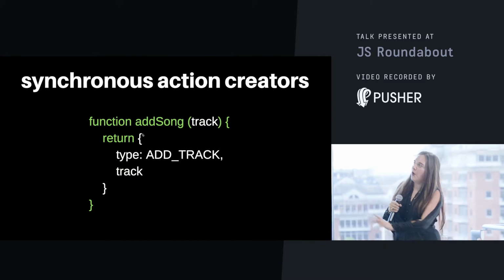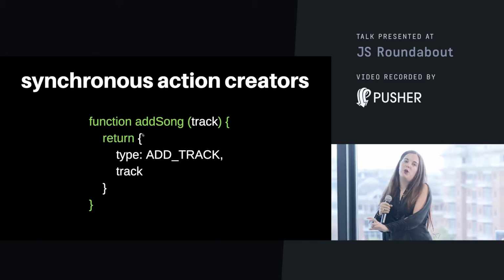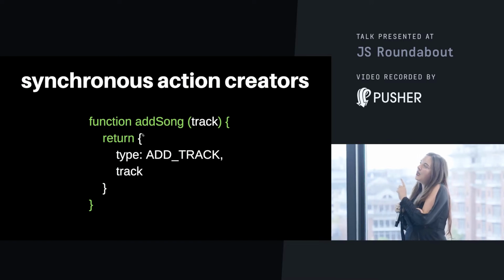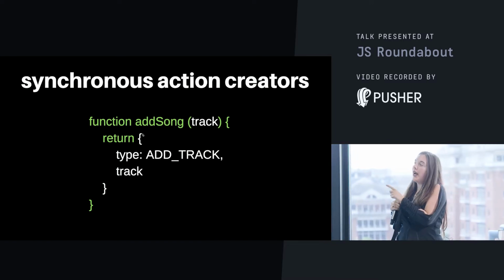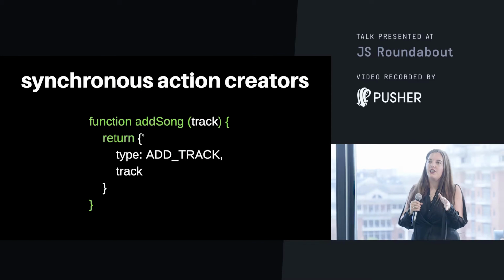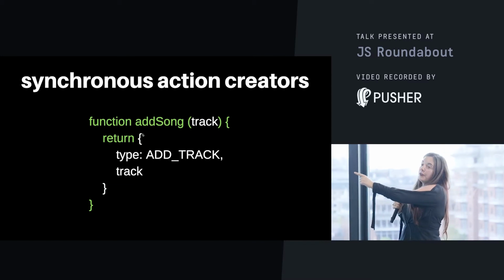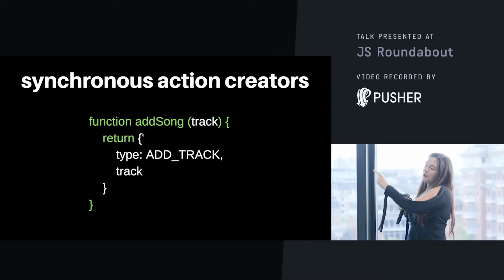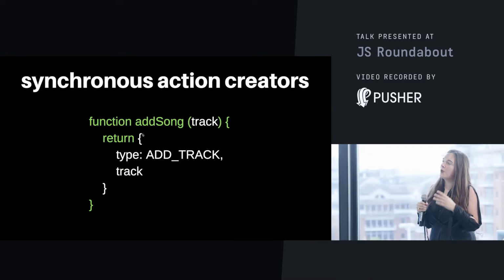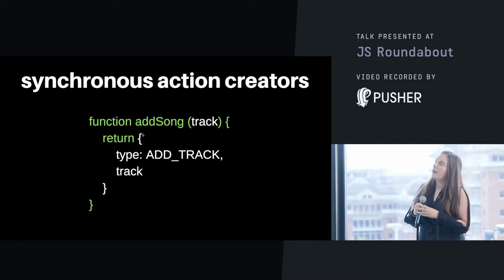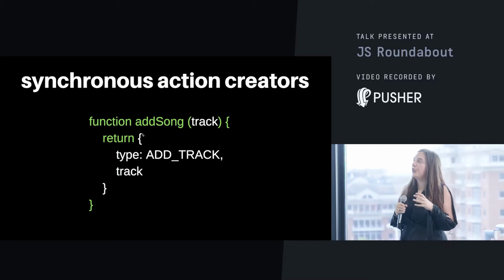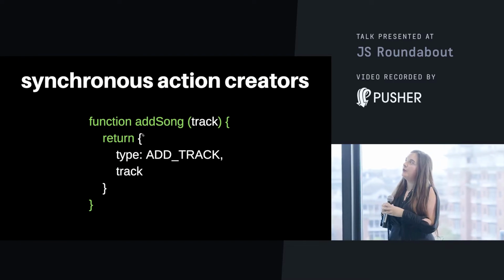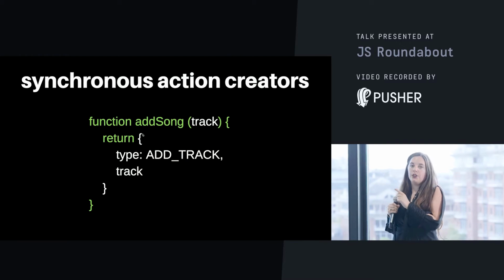So that's in the white there, that plain JavaScript object. And you can see here the action type is add track. If you're not familiar with ES6 notation, that's just saying for track, the key is track, and the value is also track, which is the parameter that's being passed in. So all it is, an action creator wraps an action. It's just a function that returns an action. And this is a pure function.